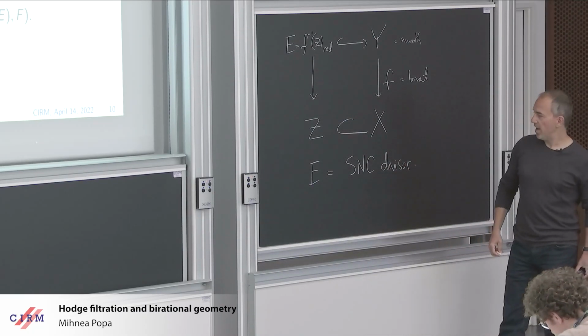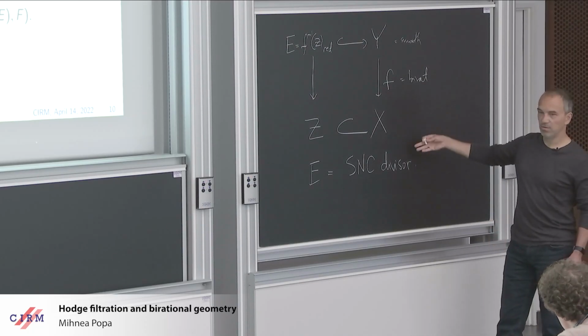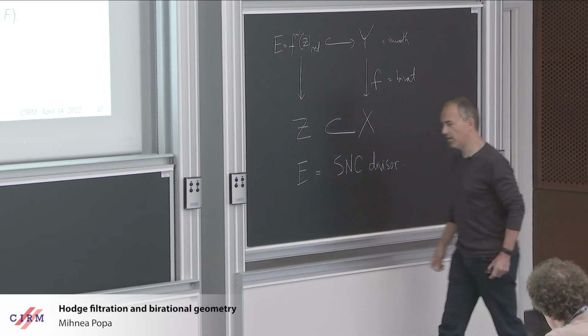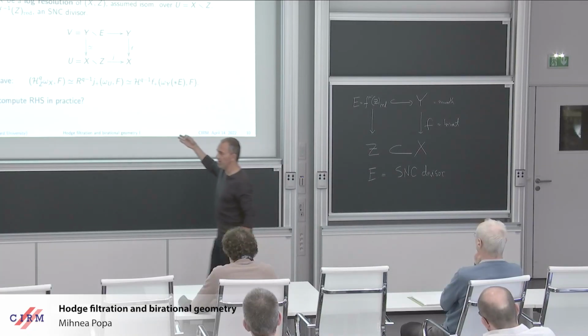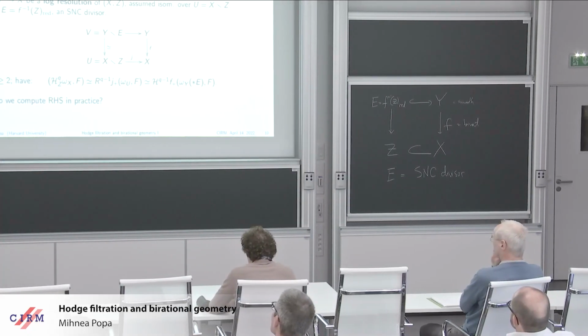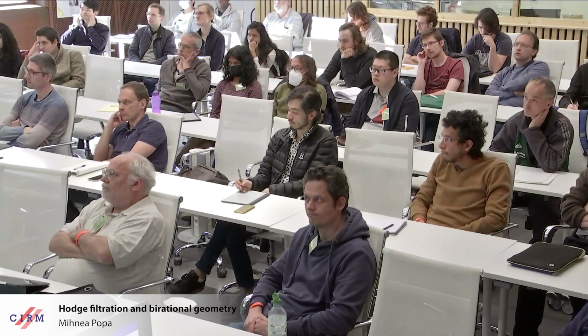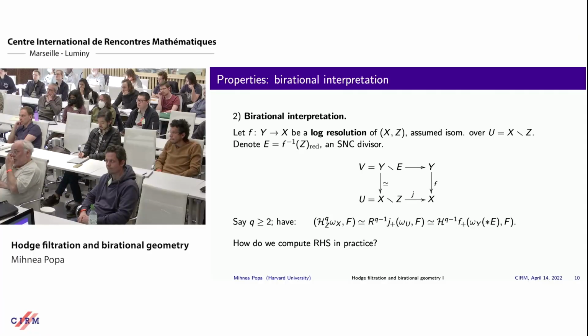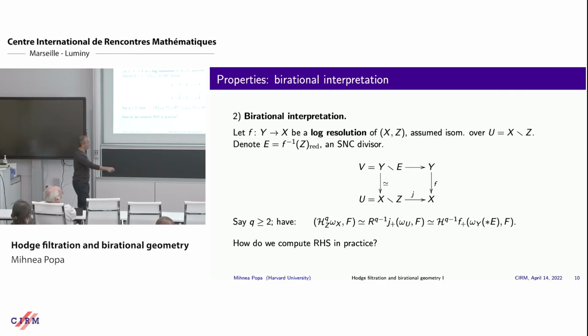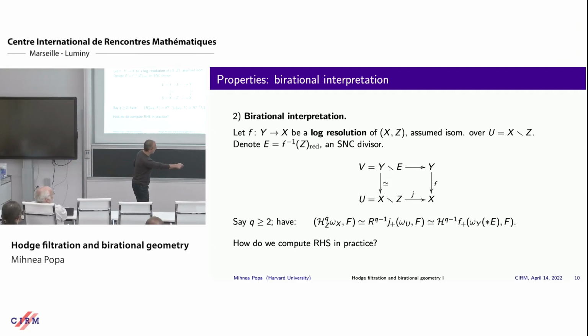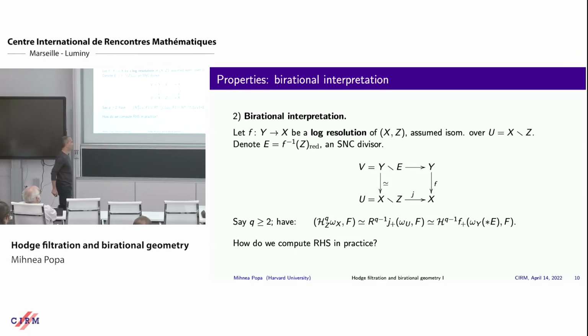Let me not write it on this board, but we'll always assume, because this can be done when you perform the resolution process, that it leaves the complement of Z unchanged. So we're going to assume all the time that we take such a resolution to be an isomorphism over X minus Z. This notation will always appear throughout the talk, so I'll leave it there.